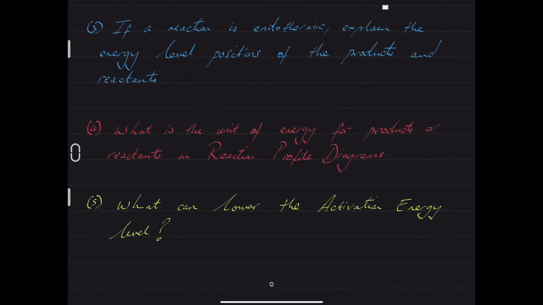Question number 3. If a reaction is endothermic, explain the energy level position of the products and reactants. So you will have to refer back to the energy profile diagrams. So which one is higher? Which one is lower? Which one is higher and which one is lower?